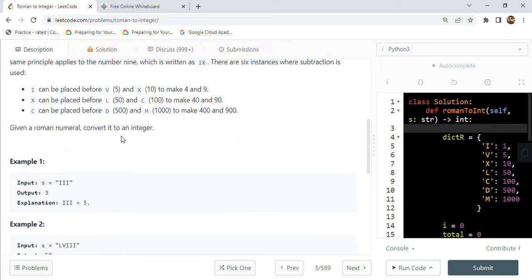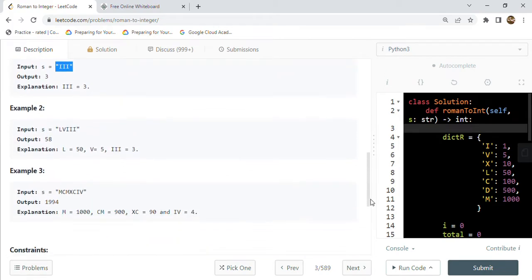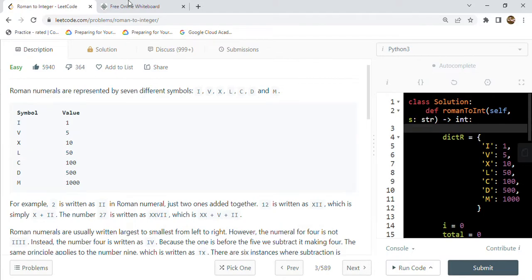Given a Roman number, convert it to an integer. We have been given a string S, which is the Roman number, and we have to return the equivalent integer value for that Roman number. Okay, so let's see how we can solve this.